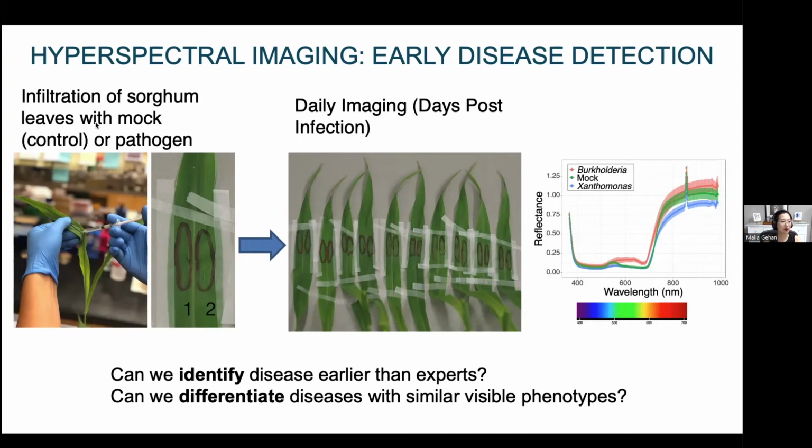So again, in this experiment, we're infiltrating with mock or the pathogen, and then we're imaging those plants every single day until we see visible symptoms of infection. When we're doing these experiments, we image until day 6 or 7. But you can start to see those visible phenotypes at day 4 if you really look closely at the plants. So just keep that in mind.